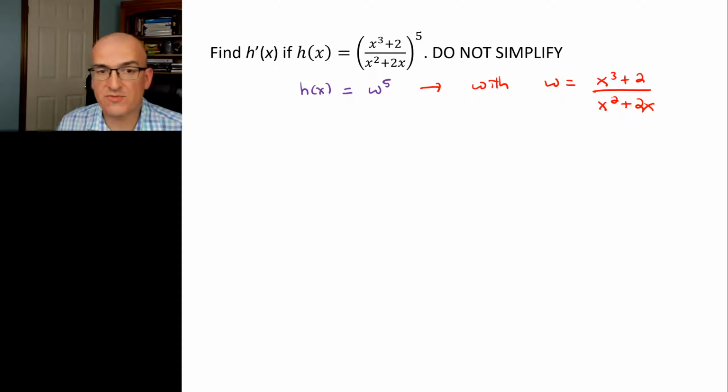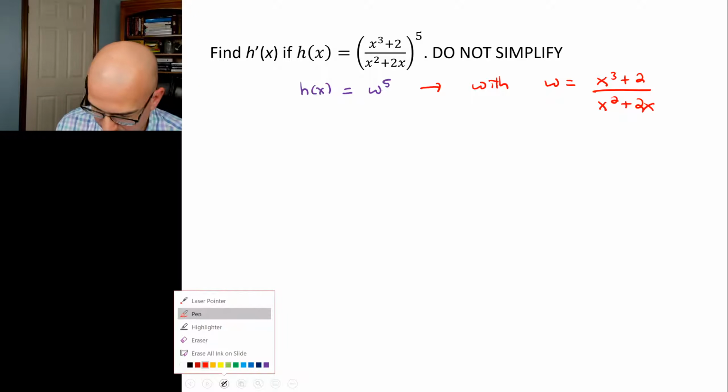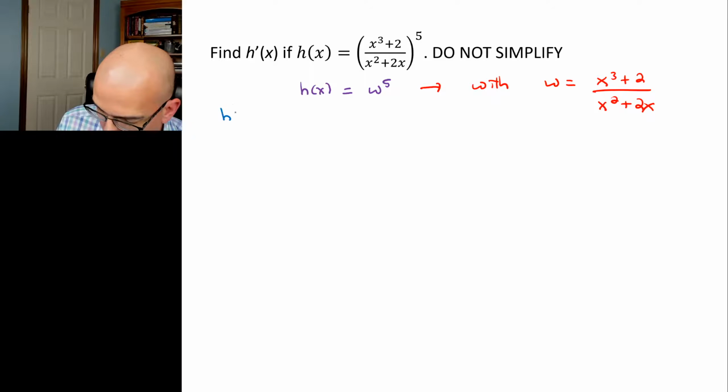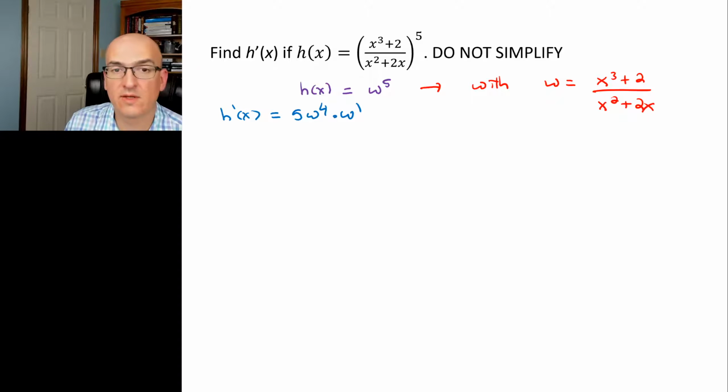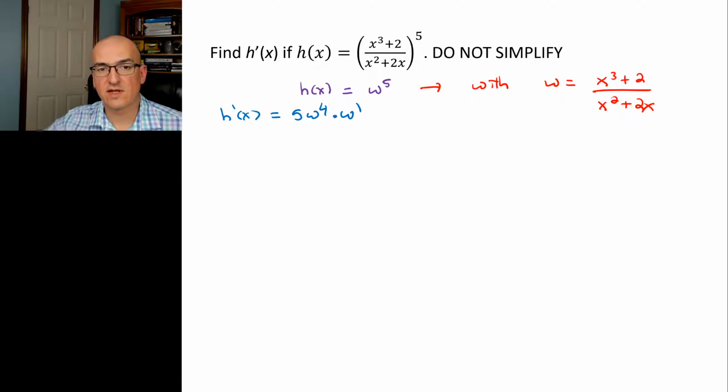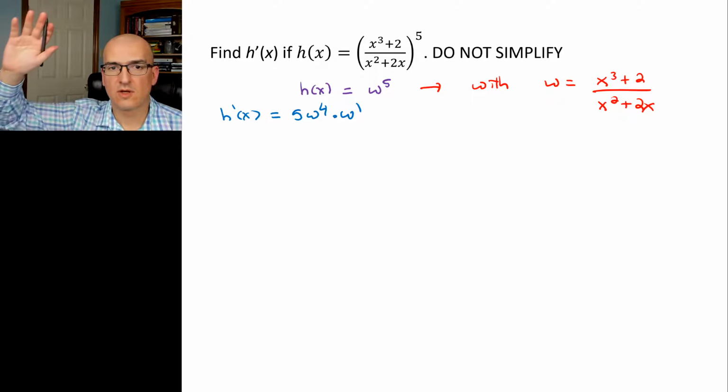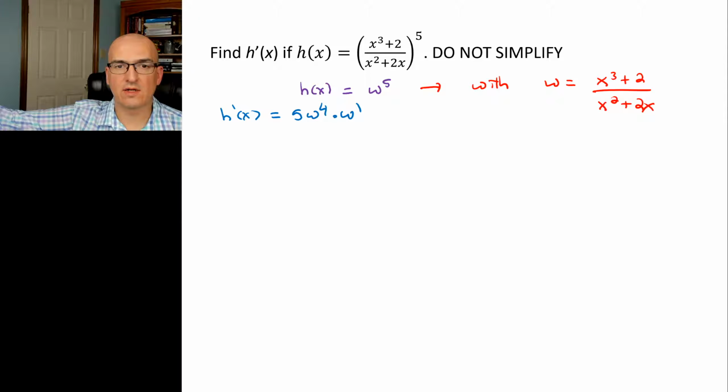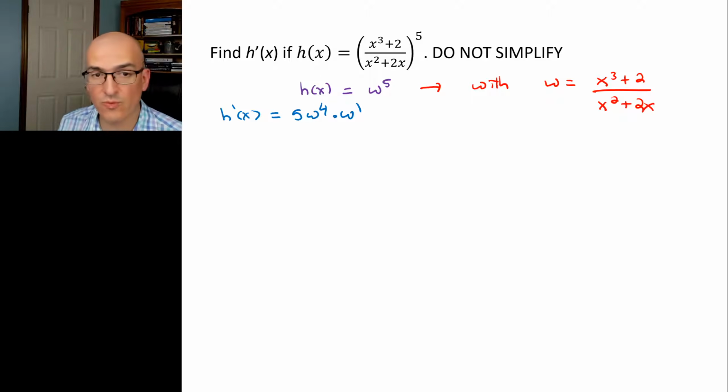Let's see what happens if we take the derivative this way. H prime of x, according to the chain rule, will be 5w to the 4 times w prime. In class, the hand should go up. Sir, how come we didn't do a quotient rule yet? Like this is screaming quotient rule. Where is it? And well, it's there.